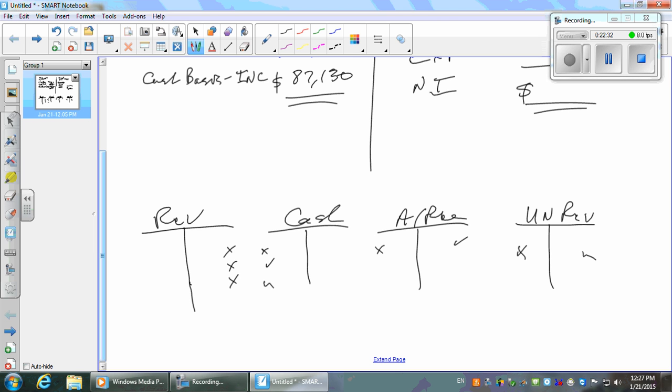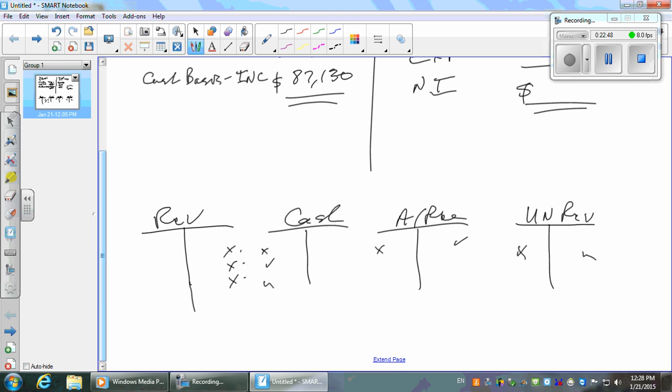The three ways I can get revenue are what? They can pay me at the same time. They can pay me later. That's going to be the accrual, the accounts receivable. Or they can pay me in advance, and that's the unearned revenue. This is so simple when you see it. Just let yourself see it.